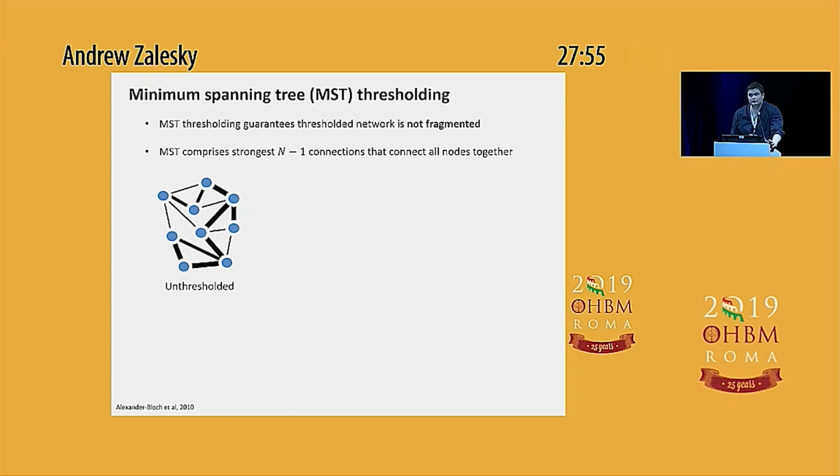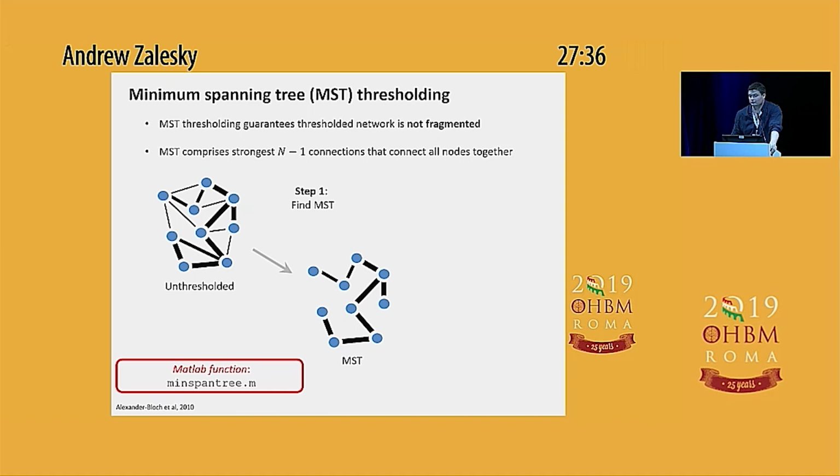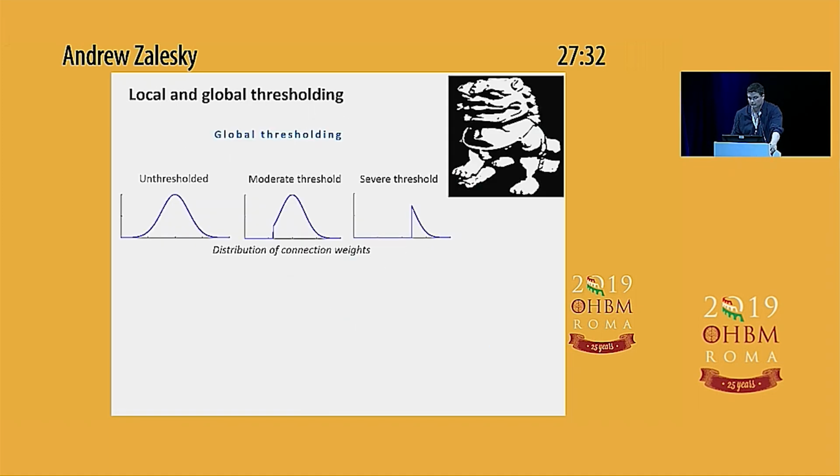There's also an MST-based thresholding approach, which guarantees that the network remains connected. It's specifically developed to combat that issue of nodes fragmenting, disconnecting from the network. I won't go into the mechanics of that here, but if you want to, you can take a look at the slides and have a look in more detail.